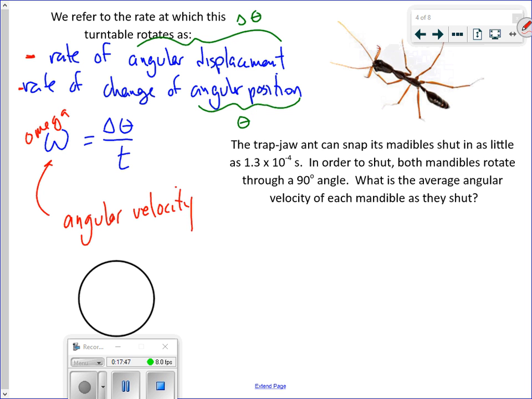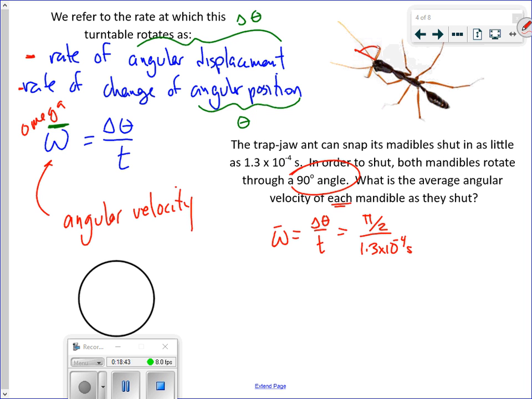All right, so here's an example. This ant, the trap jaw ant, can snap its mandibles shut in that amount of time. Are you kidding me? In order to shut the mandibles, they rotate through 90 degrees. What's the average angular velocity of each mandible? I should stress that this is average angular velocity, angular speed, which is delta theta per unit time. I'm talking about one of the mandibles going from here to there. Snap. That is 90 degrees. We need that in radians. Lots of you know that's pi over 2 radians, and the time is 1.3 times 10 to the negative 4th seconds.